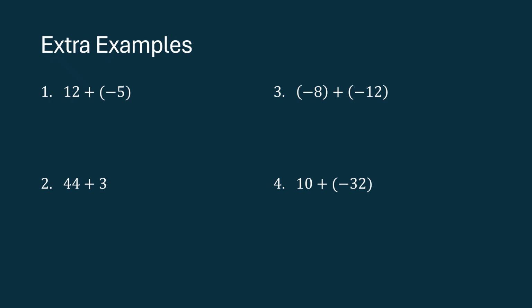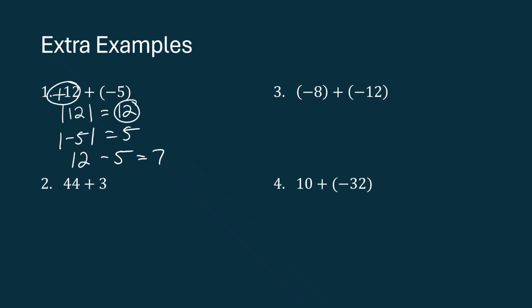Looking at a few extra examples, our first one here is 12 plus negative 5. Since these two integers have different signs, we're going to start off by taking the absolute value of 12 to get 12, and the absolute value of a negative 5 to get positive 5. We're going to subtract those. So we're going to do 12 minus 5, always the larger minus the smaller, and we're going to get 7. Looking at the larger of the two absolute values, that was our 12. It's positive in the original problem, so our answer is also going to be positive. So positive 12 plus negative 5 gets us positive 7.